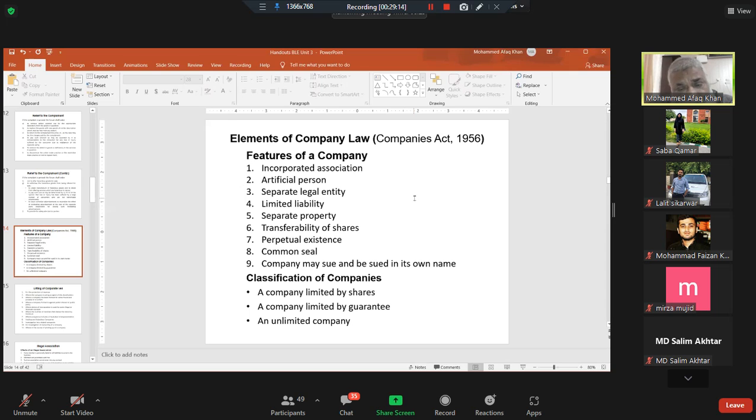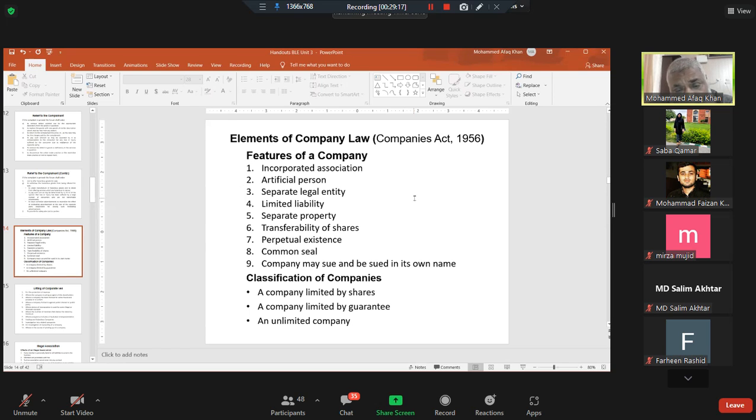So different members would guarantee different amounts. And in case the company is wound up, the members would then contribute up to the guaranteed amount to pay off the debts of the company. An unlimited company is where the members have unlimited obligations to pay the debts of the company. So each member would be called up to pay all the debts that the company may have to pay on winding up of the company.